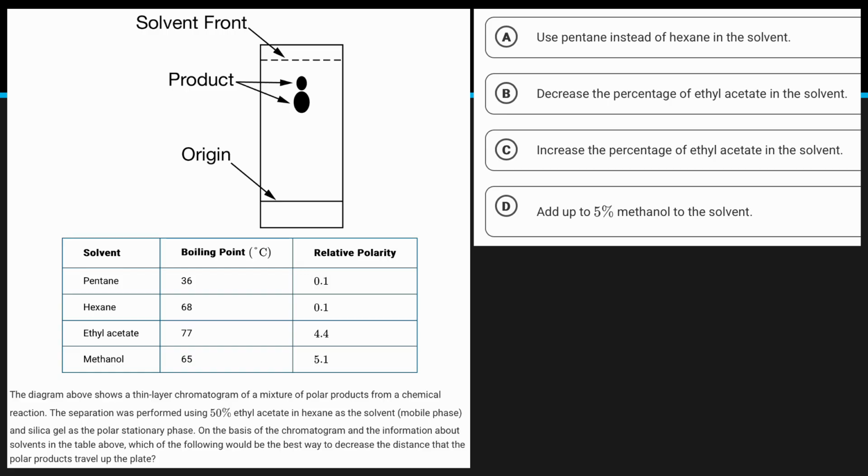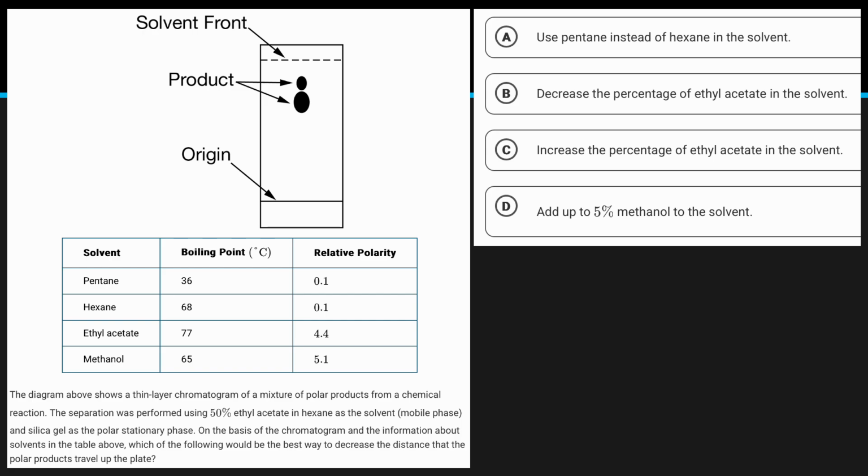The diagram above shows a thin layer chromatogram of a mixture of polar products from a chemical reaction. The separation was performed using 50% ethyl acetate and hexane as the solvent, and silica gel as the polar stationary phase. On the basis of the chromatogram and the information about the solvents in the table, which of the following would be the best way to decrease the distance that the polar product travels up the plate?